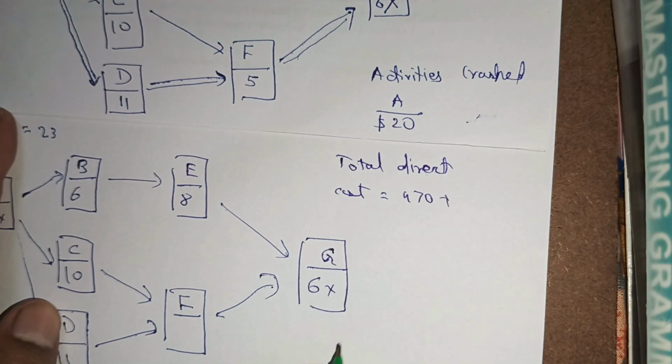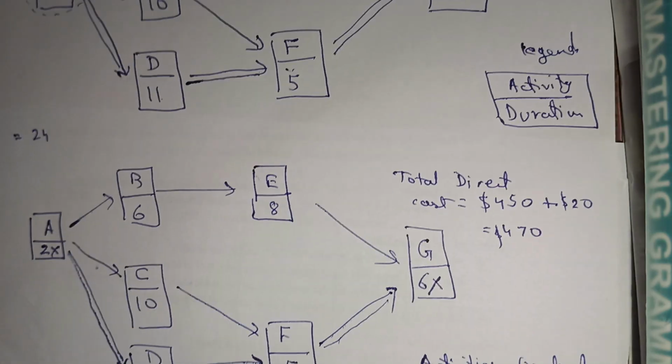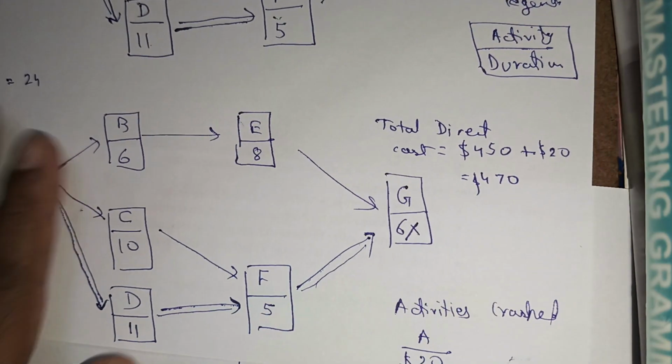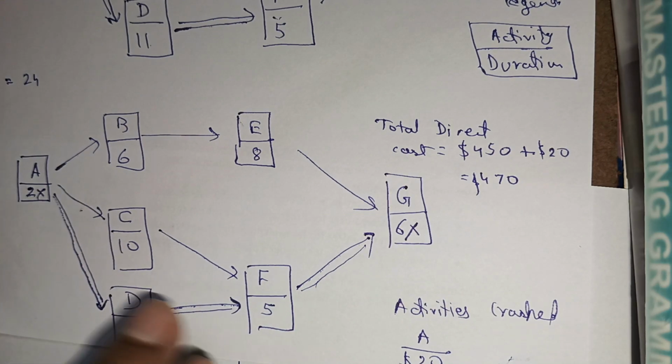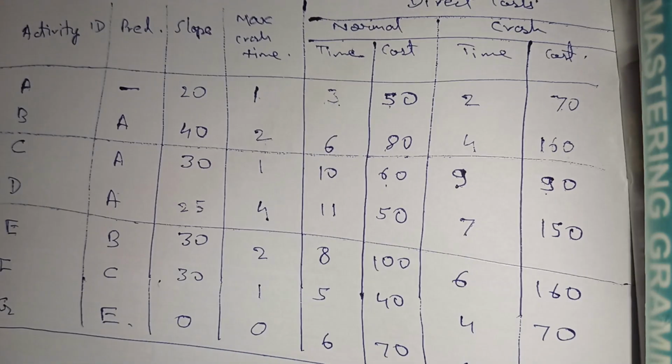470 plus something, and the activity is crashed. We will see from this diagram, and then we will finalize. Okay, so now we need to see whether we can crash D or F. Okay, so let's look at the table again.